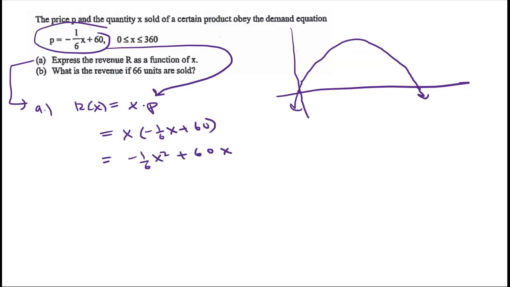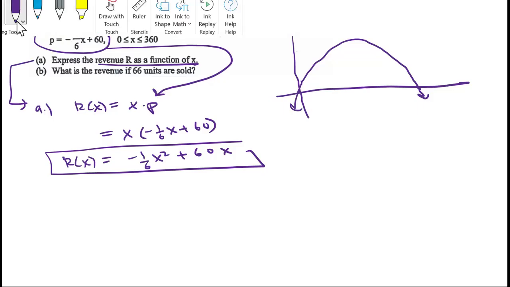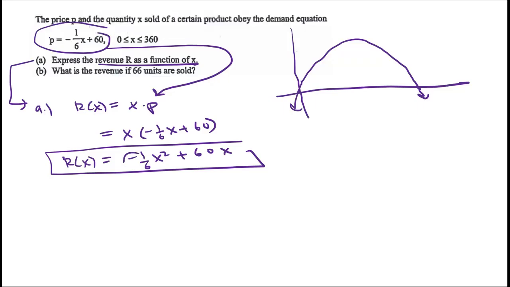Again, I want it in this form where the leading term is the highest power. So this is my revenue R as a function of x. That means the variable is in x, and I only want x terms. So this is part A. That's our revenue function, R as a function of x. Now part B. Again, notice it's a minus here, so we have a sad parabola.